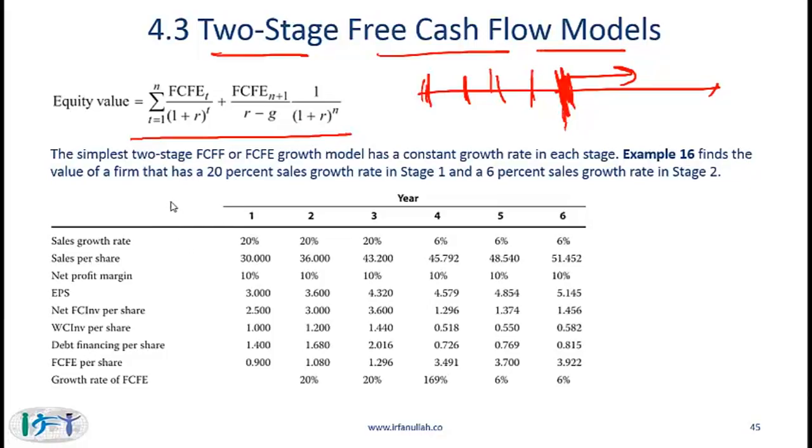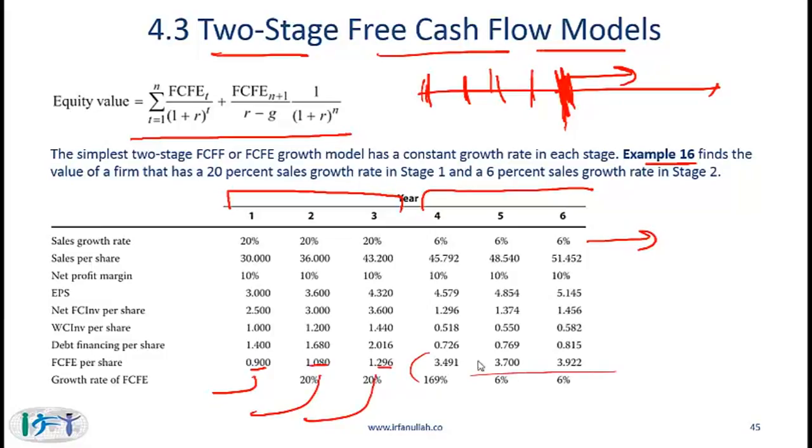A very simple scenario is given in example 16, where we are told that for 3 years the growth rate is 20% and then it is 6% forever. And the assumption here is that we can then compute the free cash flow per share, and you discount back each of these cash flows, and then for all these other cash flows you assume the Gordon growth model and discount back. Since you've done this before, I'm not going to repeat the calculation.